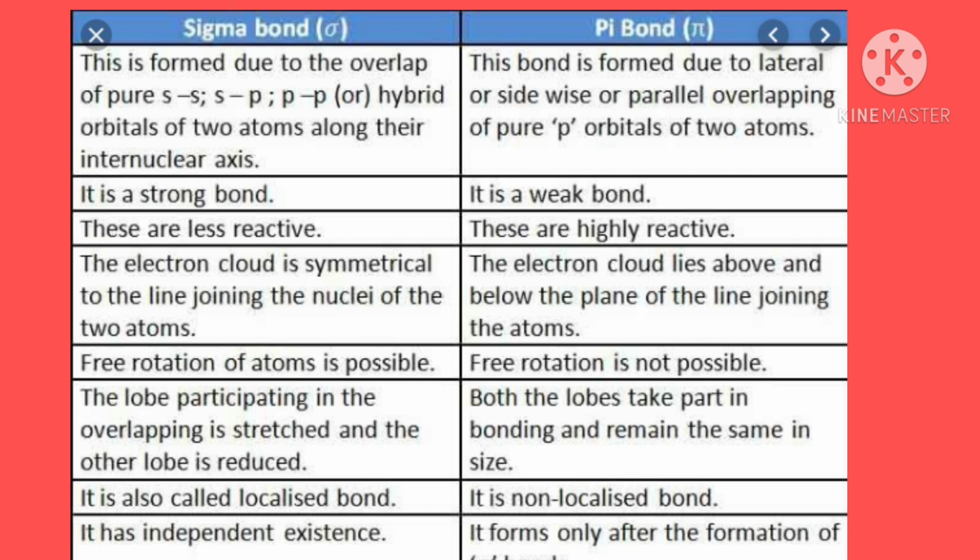There is no help needed for a sigma bond. Whereas a pi bond is not at all an independent bond. It depends upon the sigma bond. So to form a pi bond, there should be a sigma bond. Without a sigma bond, there is no pi bond. It forms only after the formation of a sigma bond. So children, these are the differences between sigma bond and pi bond.